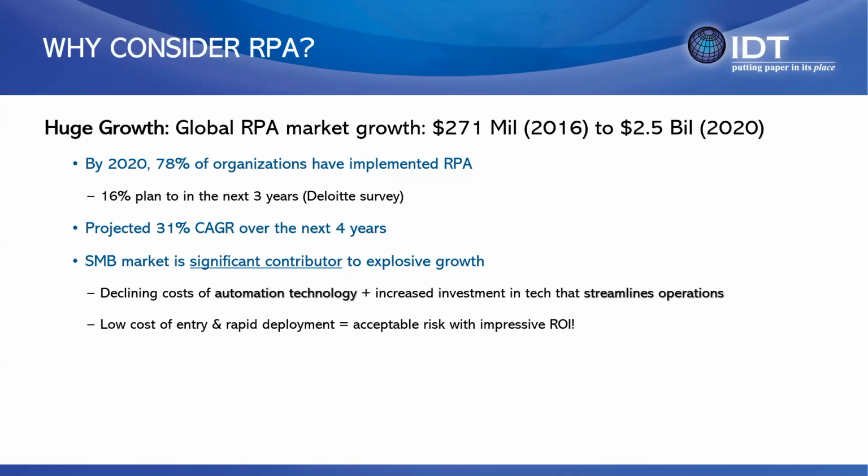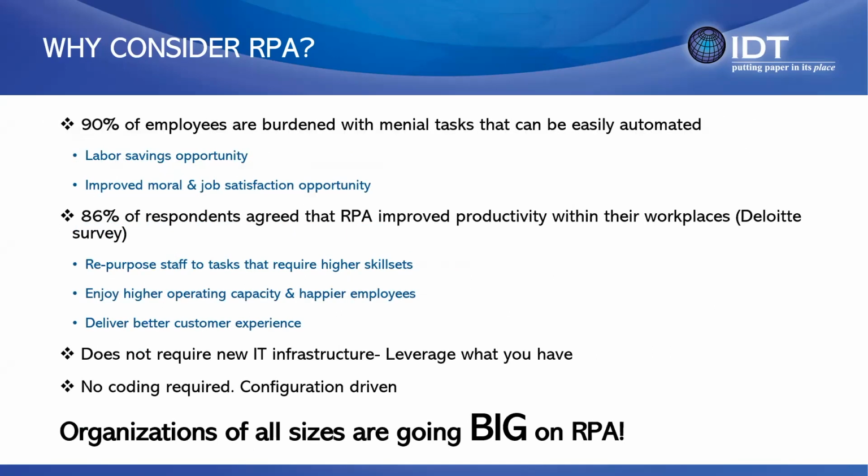So, some interesting surveys about why individual companies are looking at adopting an RPA type solution. One is that 90% of employees are actually burdened with menial tasks. These are tasks, again, that I mentioned earlier that people just don't want to do. And these tasks can be easily automated.